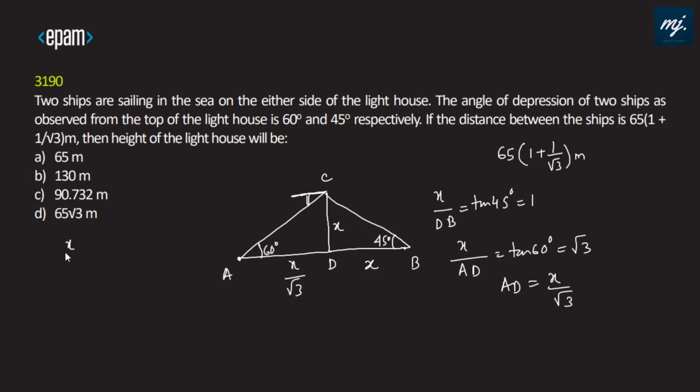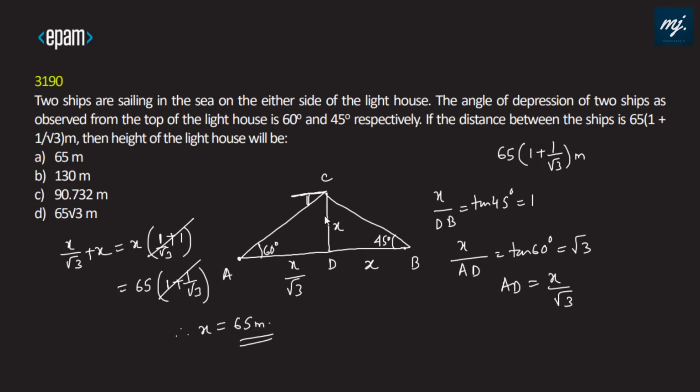Now we know from the question, X by root 3 plus X is the total distance between the two ships. That is X common, 1 by root 3 plus 1. Now this equals 65 into (1 plus 1 by root 3), as given. So when we compare, we get X is 65 meters. The height of the lighthouse we have taken as X, that is 65 meter. Option A fits in. Very good.